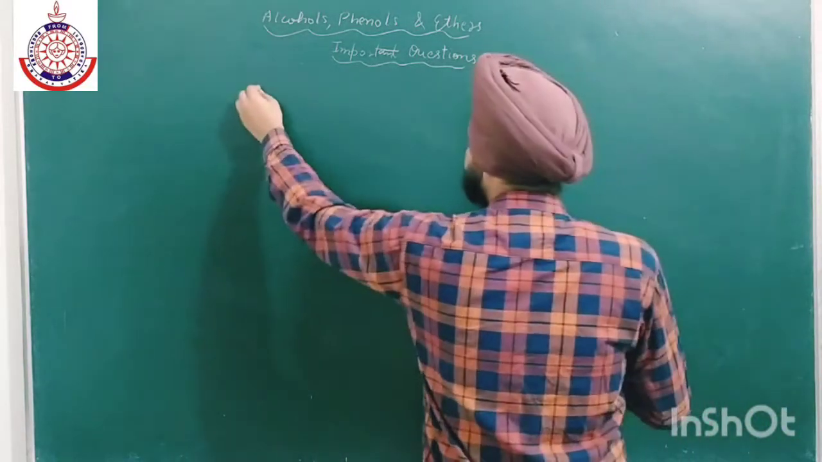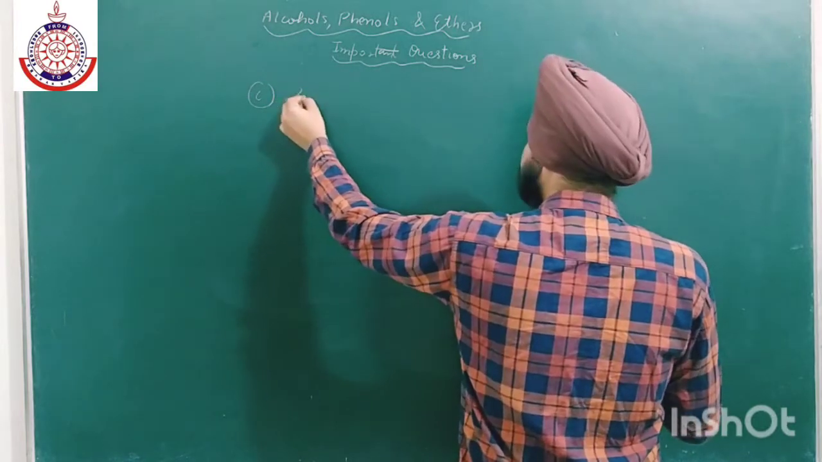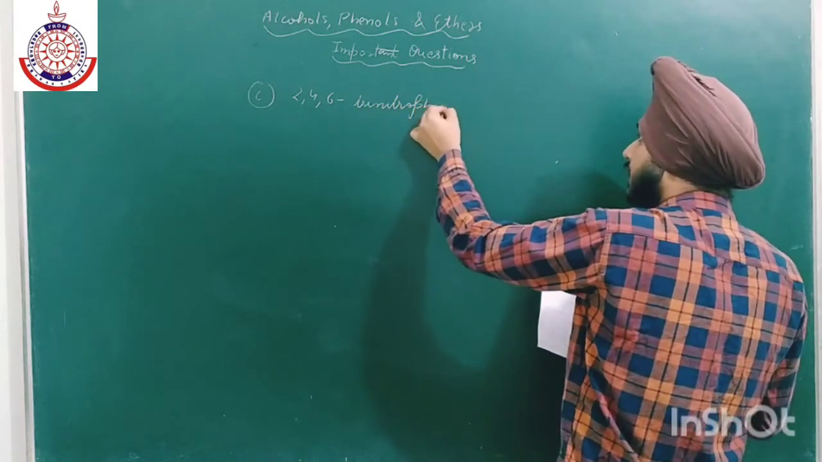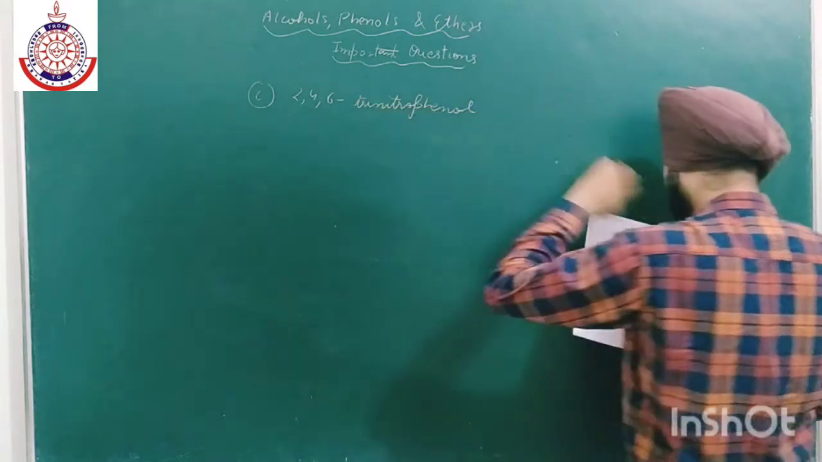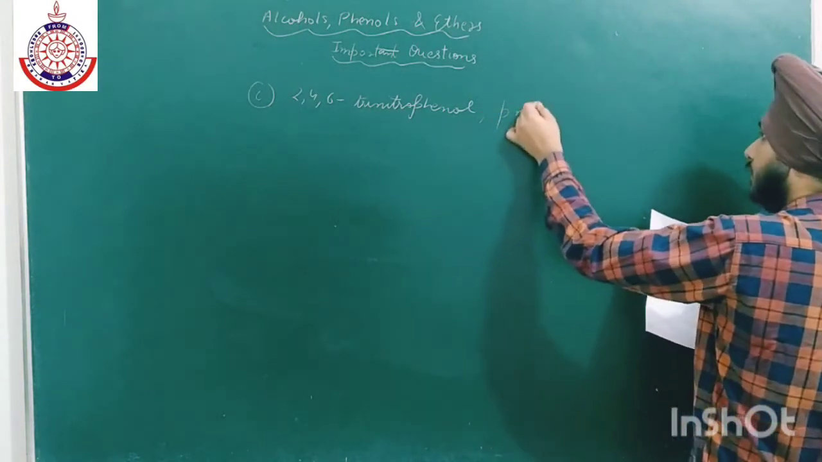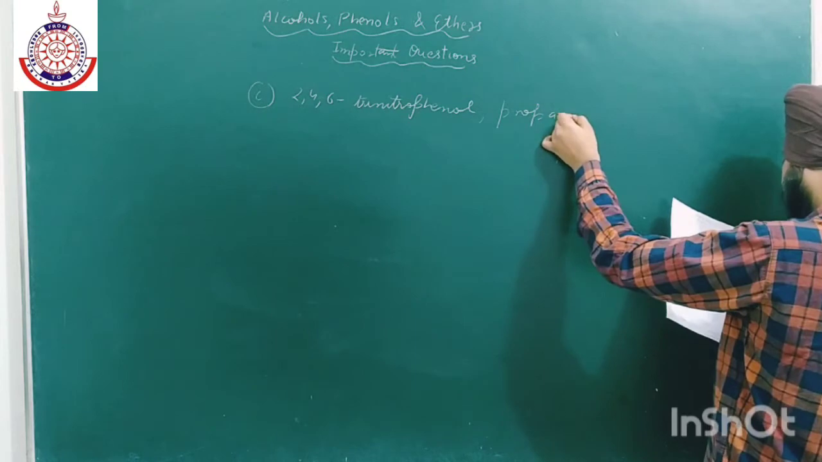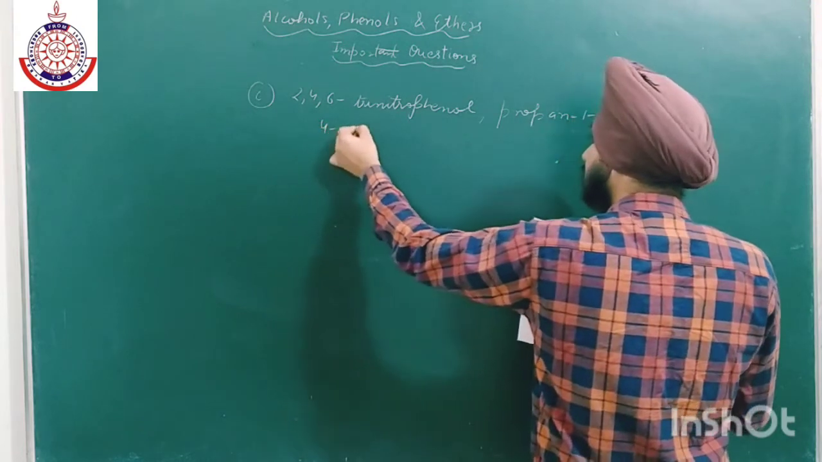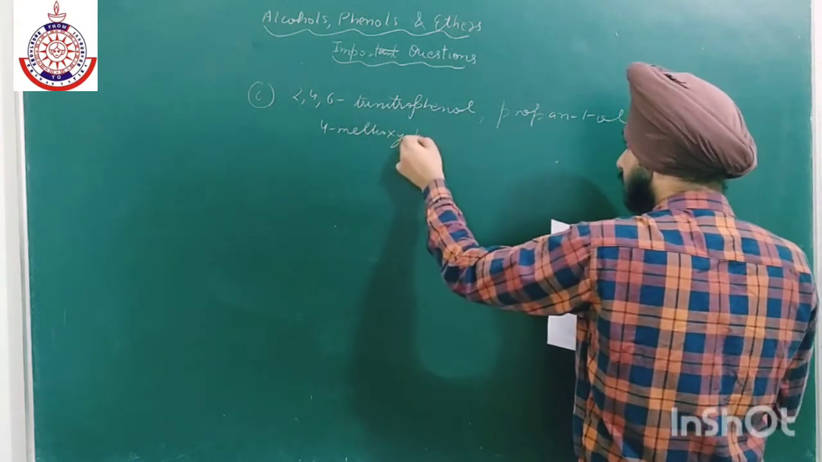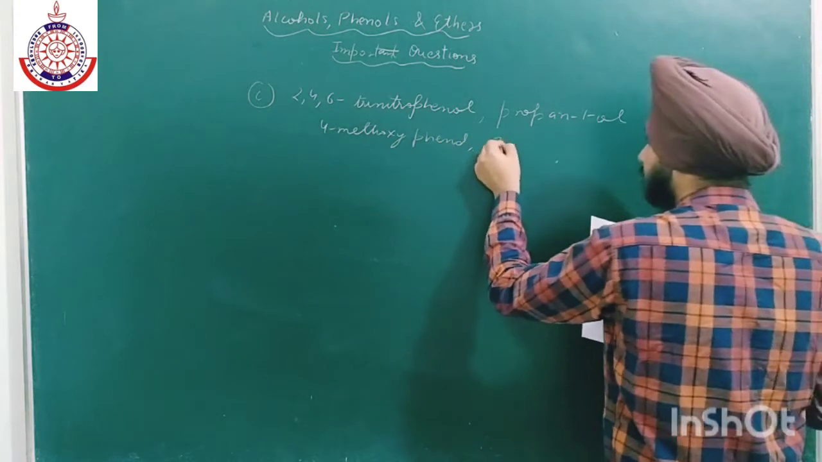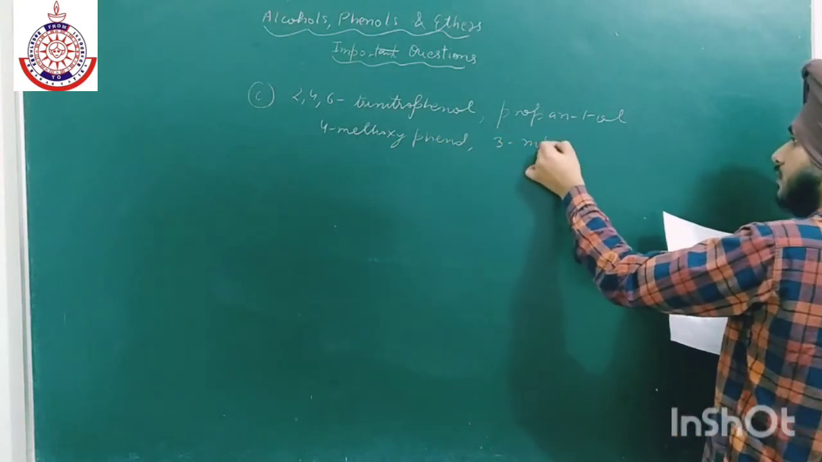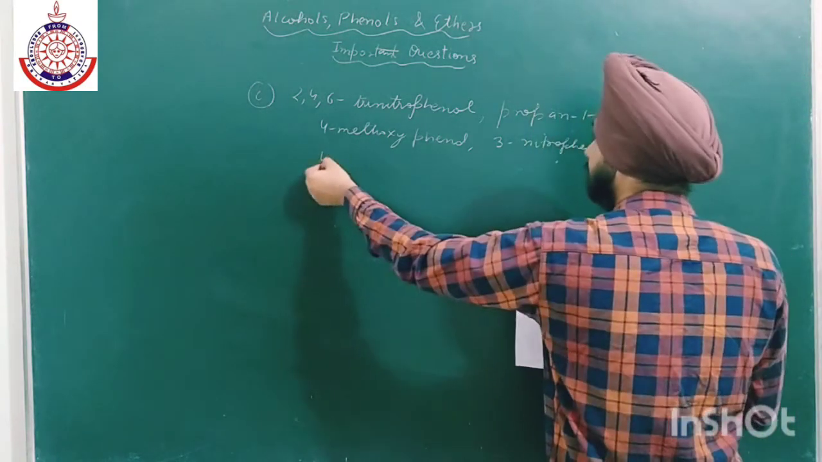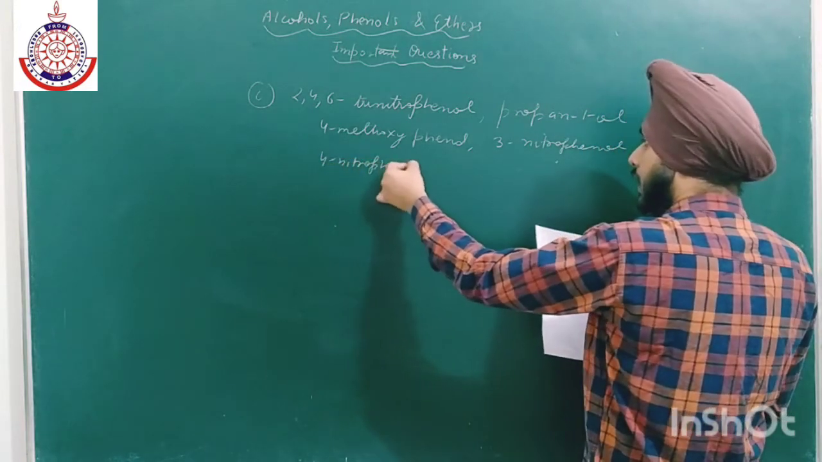The third part is, we have 2,4,6-trinitrophenol, propan-1-ol, I think, third is 4-methoxyphenol, then we have 3-nitrophenol, and then we have 4-nitrophenol. So this is quite a complex question, and interesting as well.